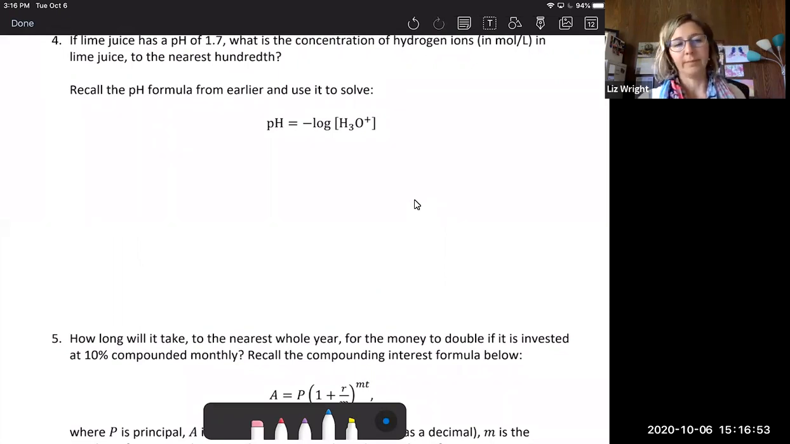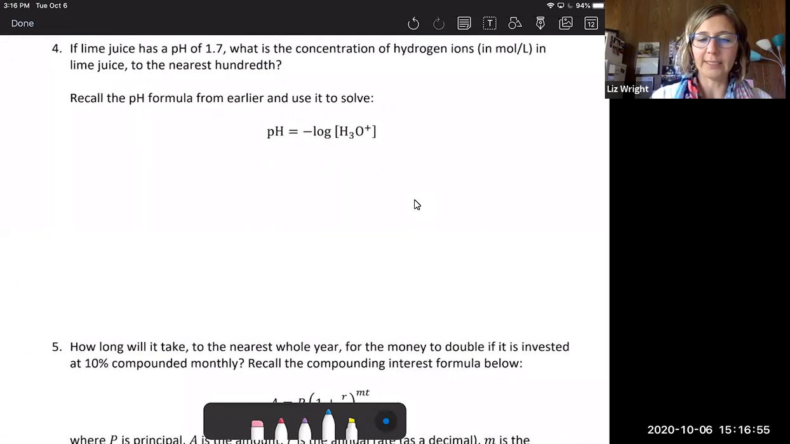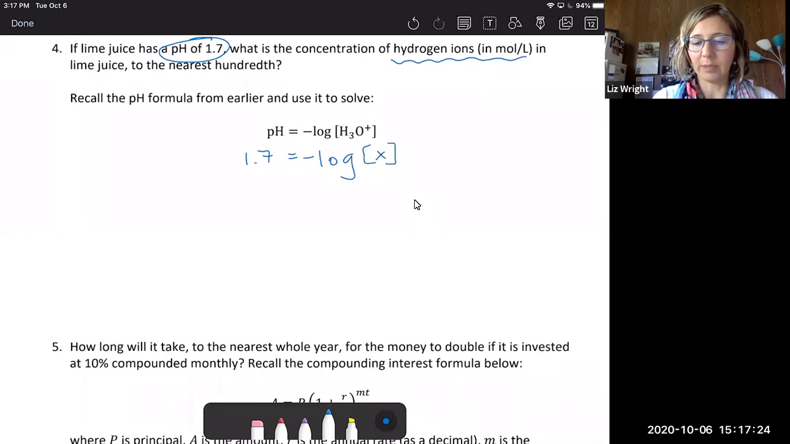So number 4, it says if lime juice has a pH of 1.7, so there's a piece that they gave us, pH of 1.7, what is the concentration of the hydrogen ions in moles per liter in the lime juice to the nearest hundredth? Okay, so let's plug in the 1.7 equals negative log. And again, we're looking for H3O positive here. So I'm just going to put an X. I'm just doing shorthand notation so that I know that X is going to equal H3O positive here.